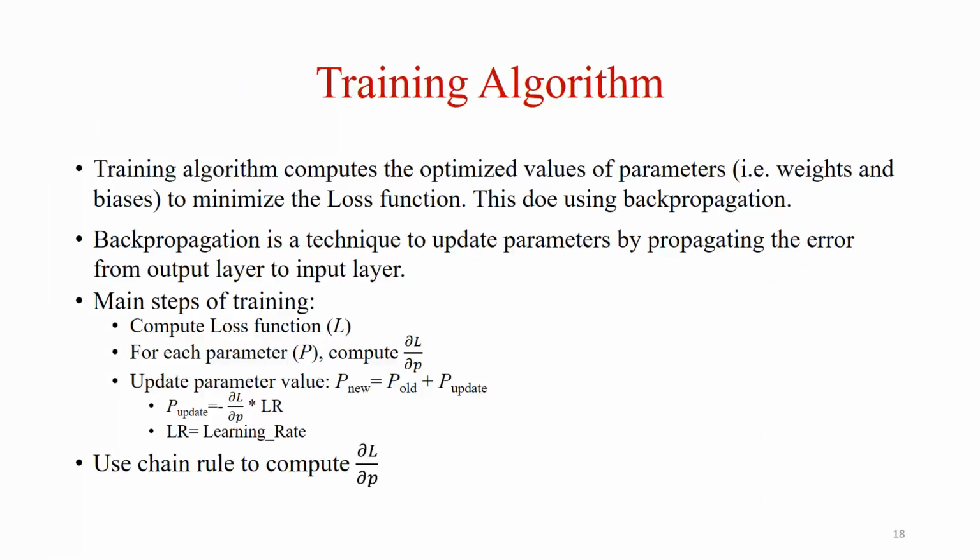So now we return to our training algorithm and ask, what do we want our training algorithm to do? Well, it computes the optimum value for the parameters. We know that. We will use the backpropagation technique to update the parameters. See, now we are introducing the word backpropagation.